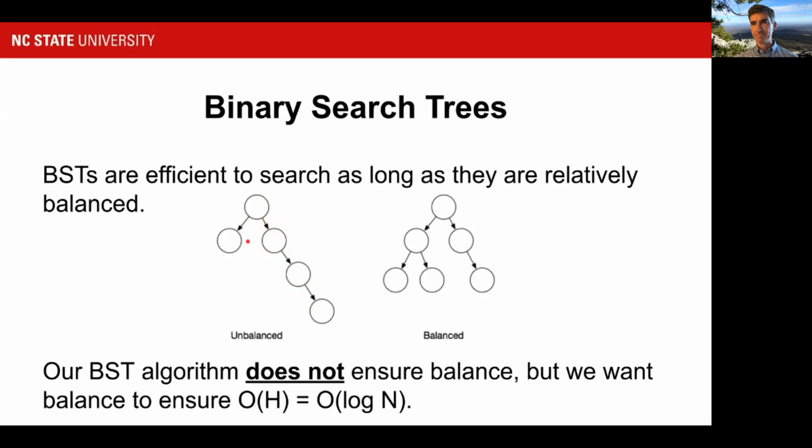So that's bad. And if binary search trees can't avoid this behavior, that means some of the time they're going to have this really bad behavior. So the BST algorithm does not ensure balance. It does not guarantee that we get close to H equals log n. It doesn't promise us that.